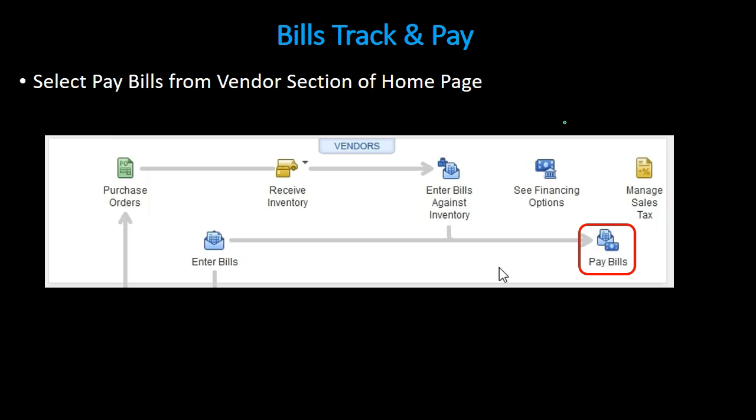First, we're going to take a quick look at QuickBooks and then jump over to Excel and enter this information into it. We see here the vendor section of the home page of QuickBooks, and we're looking at the typical flowchart that would happen: we would have a bill, we would enter those bills, and then we would typically pay the bills.